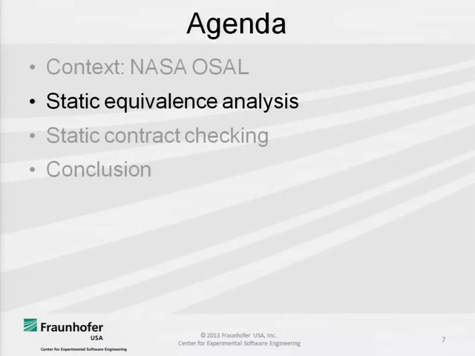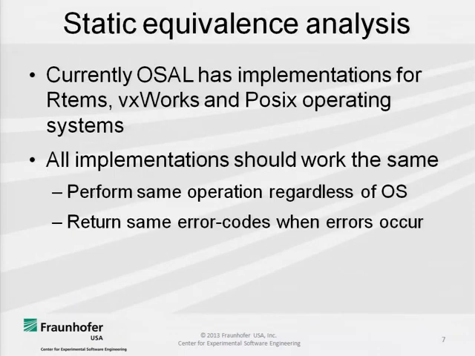Okay, so what I call that is statically checking equivalence analysis. Currently OSL has implementations for RTEMS, VxWorks, and POSIX standards. And the argument is that all implementations should work the same, meaning tomorrow you can choose this, and the day after tomorrow you can choose some other wrapper. The behavior should be the same. So there's a standardized API, right? So we should be able to somehow check whether this is true. For example, can we check whether all the error codes coming from different wrappers are the same, or are there any discrepancies?